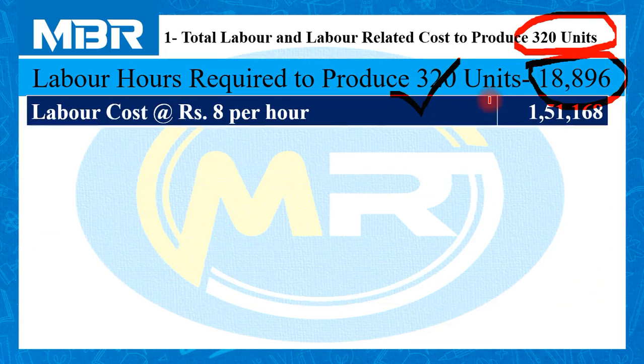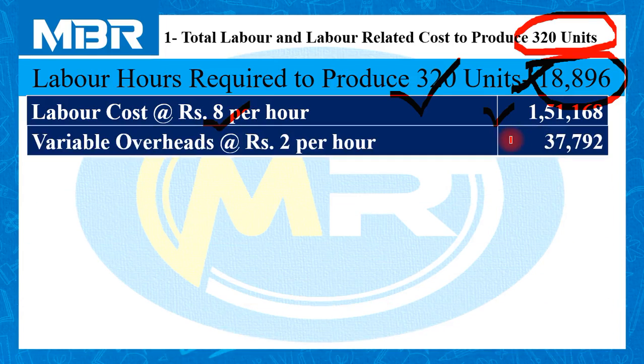Now we have labor cost at the rate of rupees 8 per hour. We have labor hours over here, 18,896, multiplied by labor cost of rupees 8 per hour. So the cost of labor is 1,51,168. Then variable overheads.